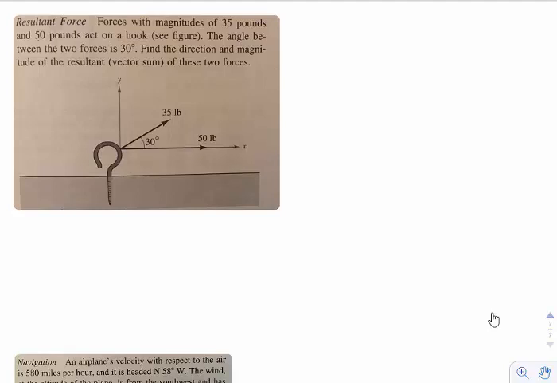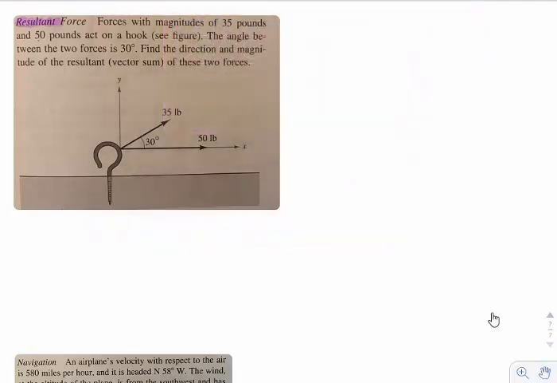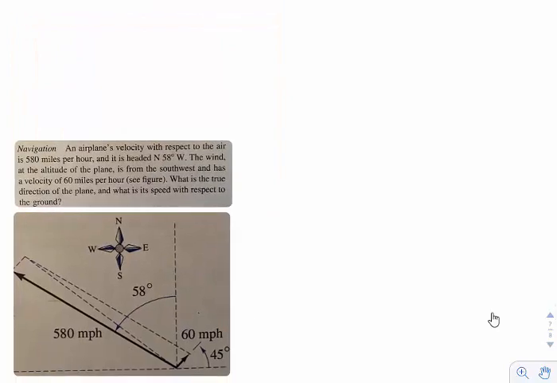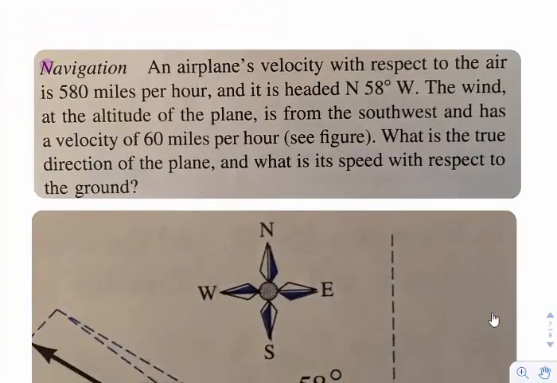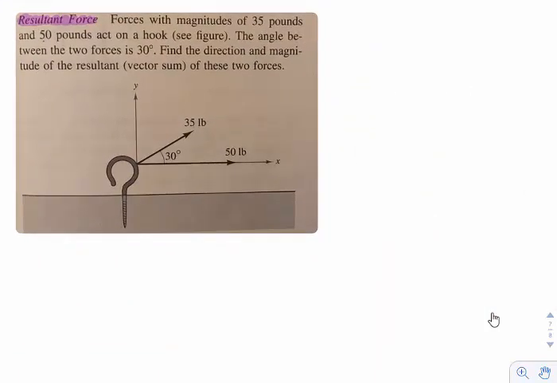Alright guys, we are back reviewing vector applications. I have two examples I'm going to work out with you today. This first one is going to focus on resultant forces, and the second one is going to be on navigation, which is where you're using your bearings or headings, or whatever you want to call that. So these are the two types, and hopefully this will review most of the concepts that you need to know or need to get some help on.